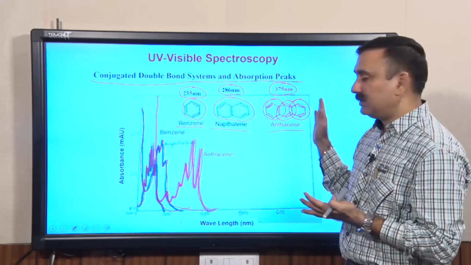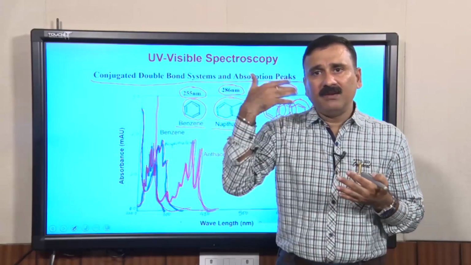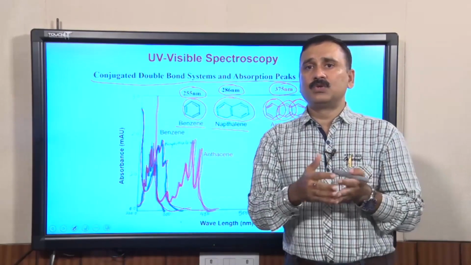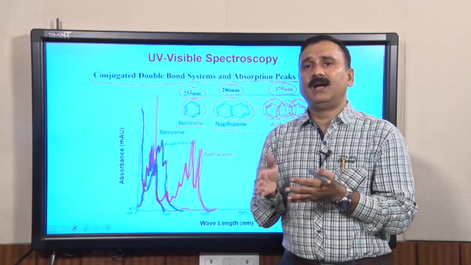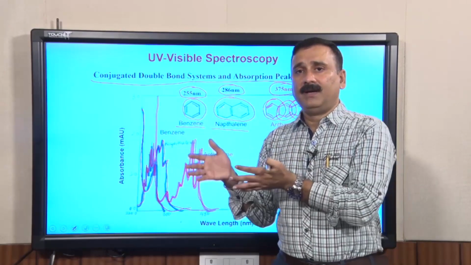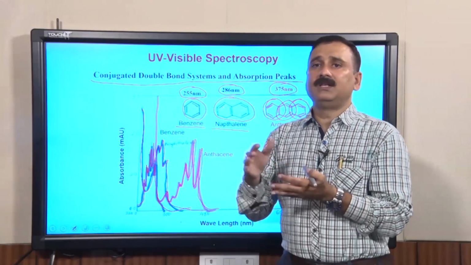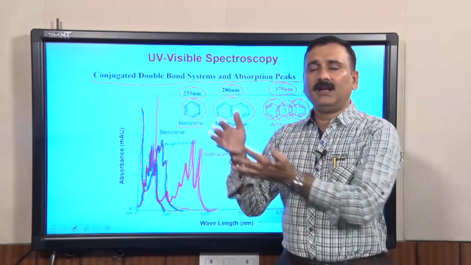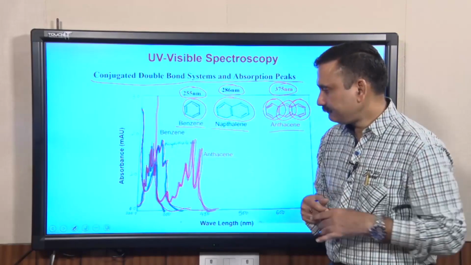And when you move to the three ring systems, you are again bringing some more relaxation. As a result, the electrons are going to show electronic transitions at an even lower energy, and as a result it is going to show you the electronic transition at a larger wavelength.